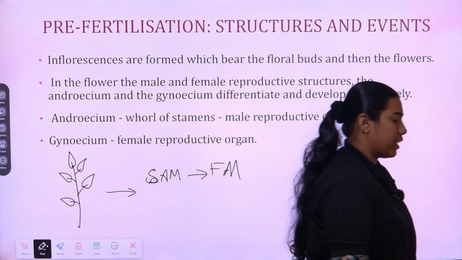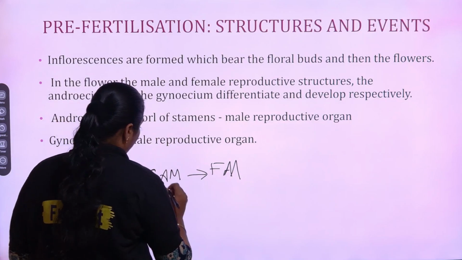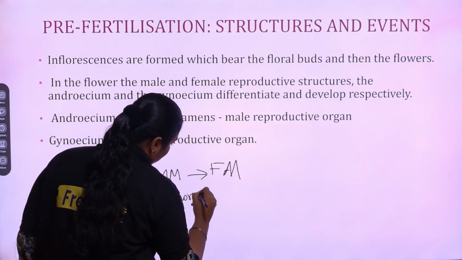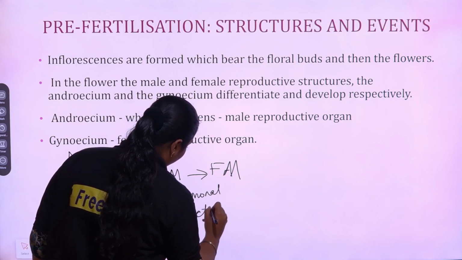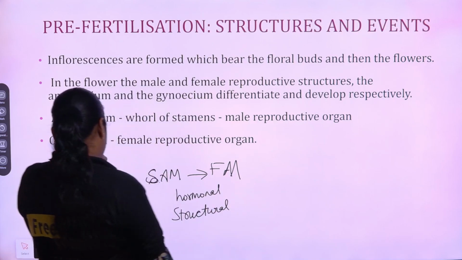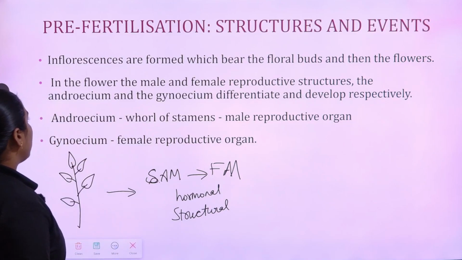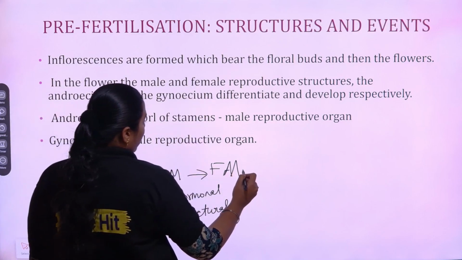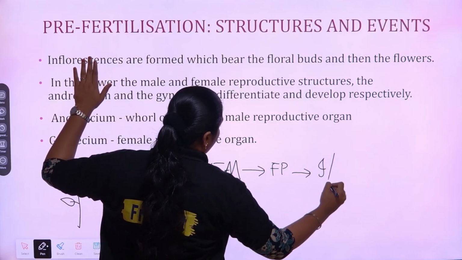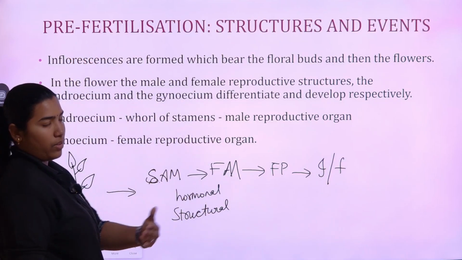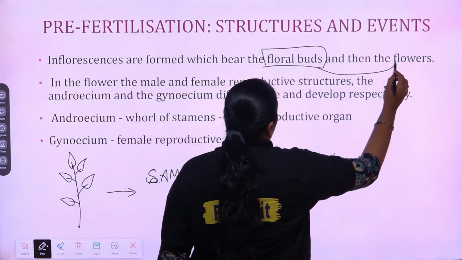During this apical meristem stage, there will be several hormonal changes as well as structural changes, because a shoot will never look like a flower. So there will be a lot of hormonal, structural and developmental changes going on. Inflorescences are formed after the floral meristem. We have floral primordia, and after this we have inflorescence or flower formation, based on the plant we are discussing, a form which bears the floral buds, which then will have flowers.